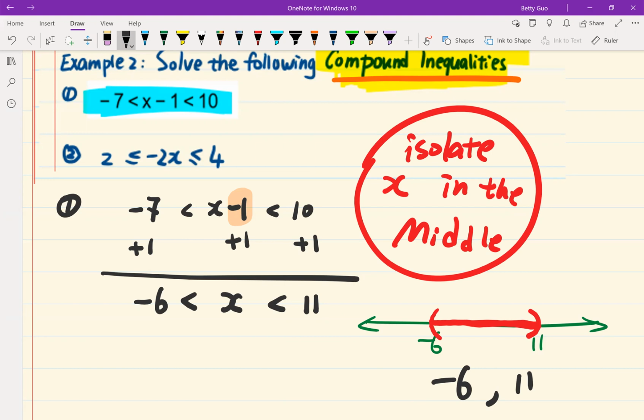At -6, because -6 is not included in the solution set, we have a parenthesis. Same with 11, we have a parenthesis here as well. So this is the answer you are going to choose if this problem is on the test. So the solution set is an open interval: all the real numbers between -6 and 11, both -6 and 11 are excluded. They are not part of the solution. Am I clear about this problem? Any question?